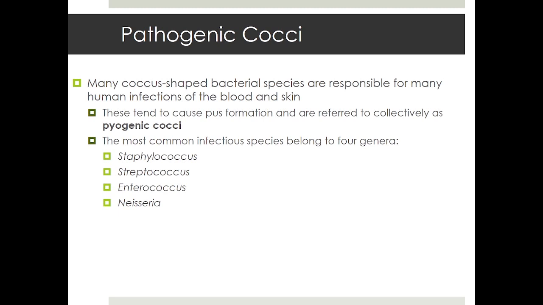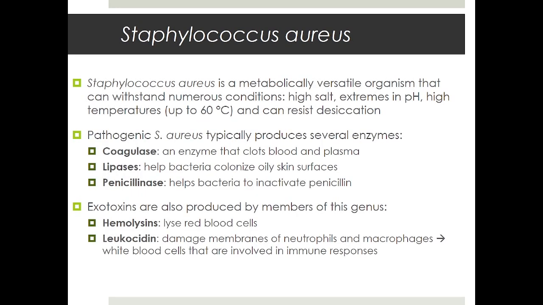Pathogenic cocci are highly implicated in many infections of the blood and the skin. These are pyogenic, meaning that they cause pus. There are 4 different genera that have the species that are responsible for these kinds of problems: Staphylococcus, Streptococcus, Enterococcus, and Neisseria. Other than pus formation, lots of these species have other enzymes that can be detrimental to human health.